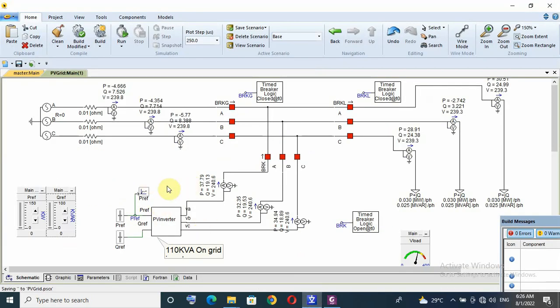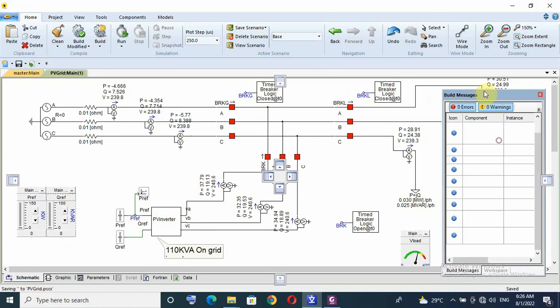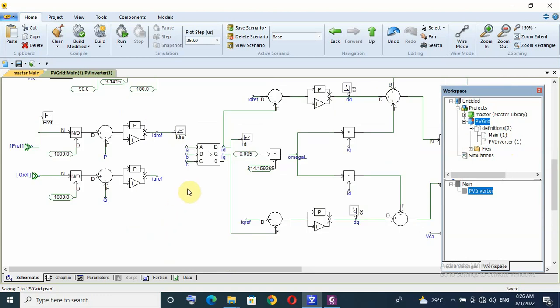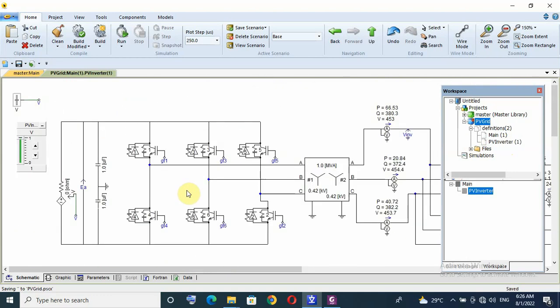So here in PSCAD, I don't have a block for a PV on-grid inverter. I have to make a module for the PV inverter, this block. And in this block, I double click, and I have to build all these components. For that, somebody says PSCAD is difficult or complicated, because you have to build everything by yourself. But I think you will get accurate results by building everything.